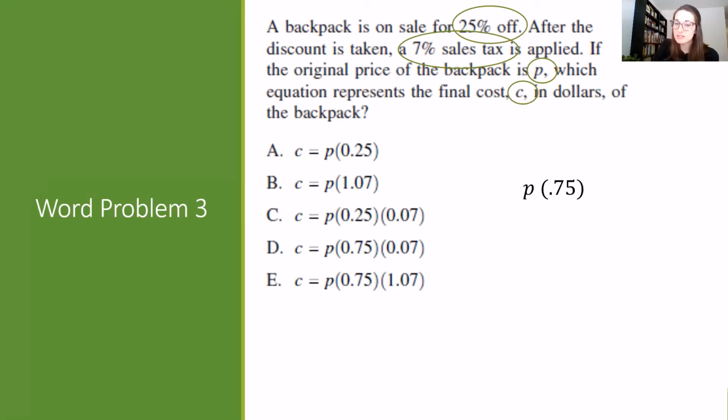But then for the sales tax, think about it this way. If we multiply something by less than 1, that number is going to go way down, right? Multiplying something by 1 keeps things the same. Multiplying something by more than 1, like 2, 3, 4, 5, makes the number bigger. But multiplying something by less than 1 is going to shrink the number down.